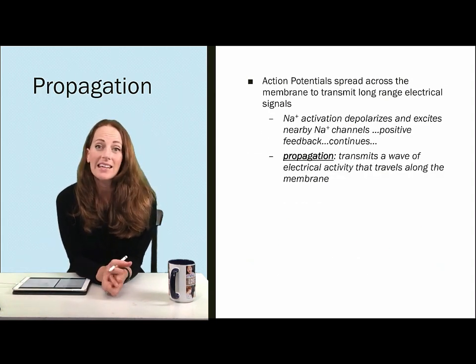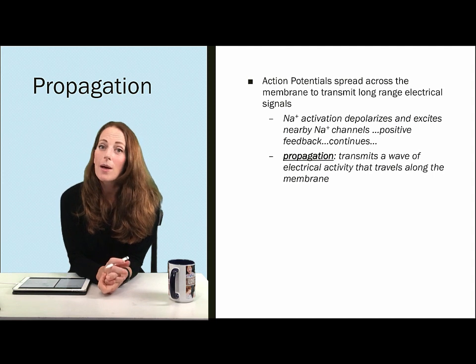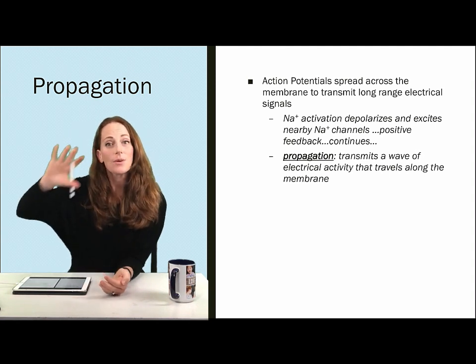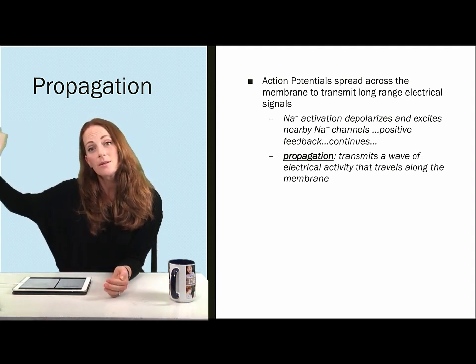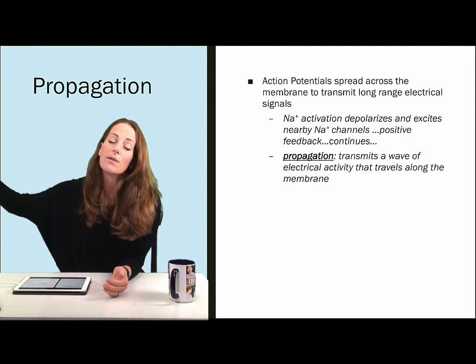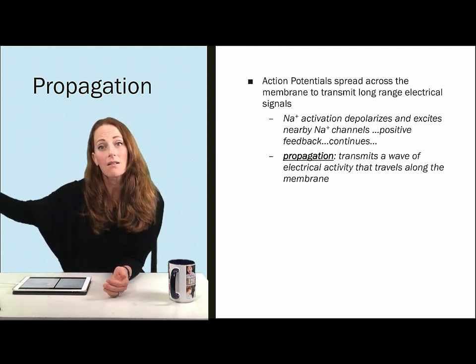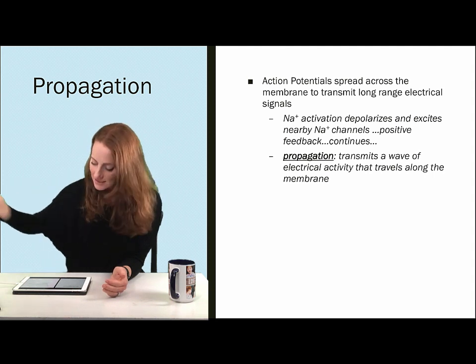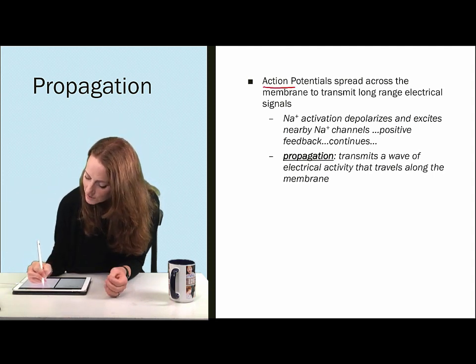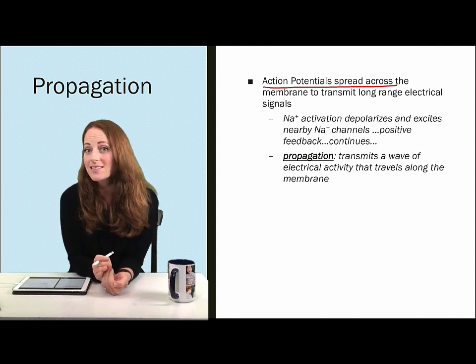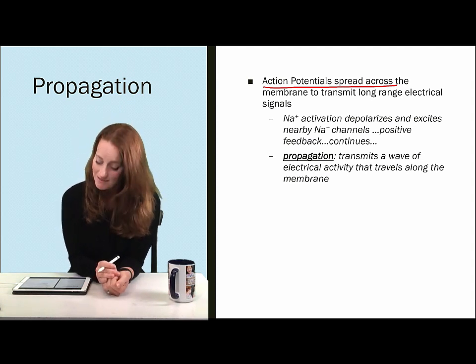All right, finally, we're going to finish up by talking about propagation of action potentials. One of the most important parts of an action potential is that it travels down the axon to excite the axon terminal, or the end of the neuron, leading to communication between one neuron and the next. So it's important that action potentials spread down the membrane to transmit these long-range signals. How do they do that?